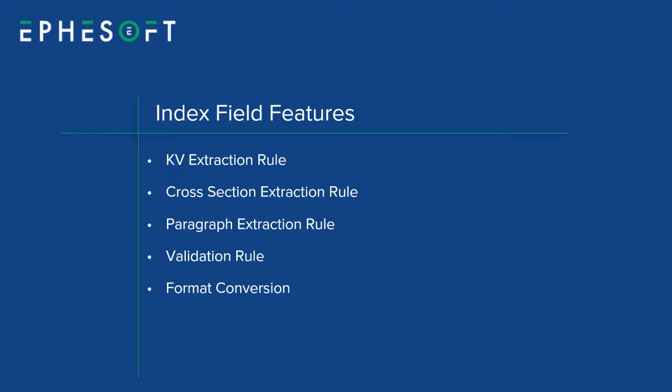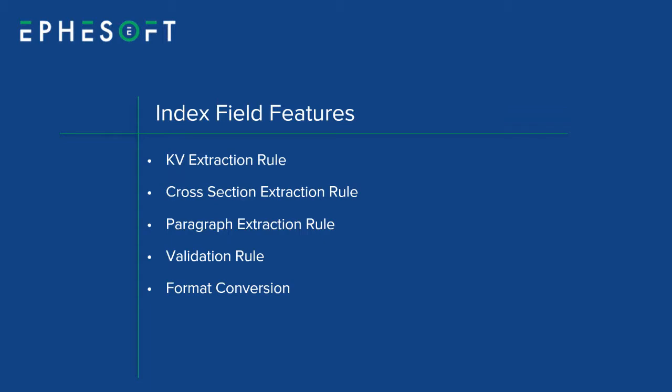A paragraph extraction rule is used to extract values that lie in a particular paragraph on a document. A validation rule is used to ensure that index fields match a regular expression pattern, such as invoice number must be between 5 to 10 digits. A format conversion setting allows you to reformat the data into a structured format. A common example is converting invoice dates into a standard format such as year, month, day.